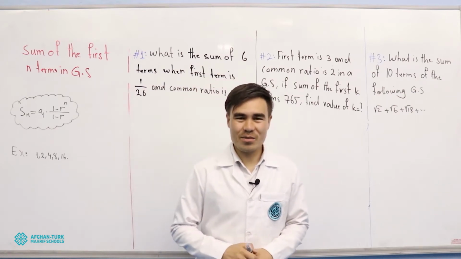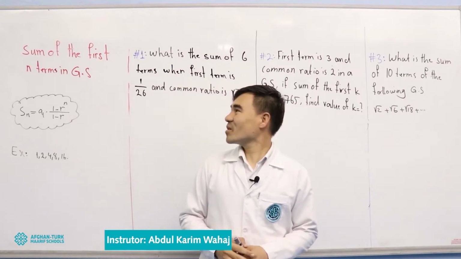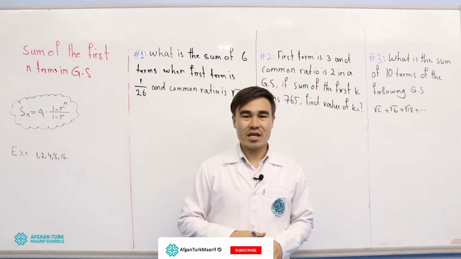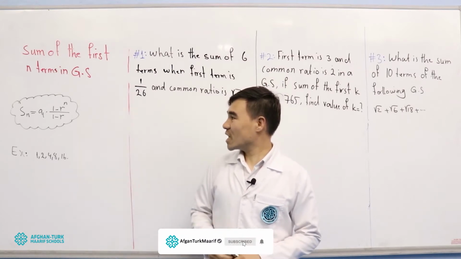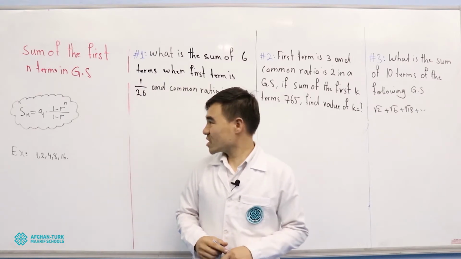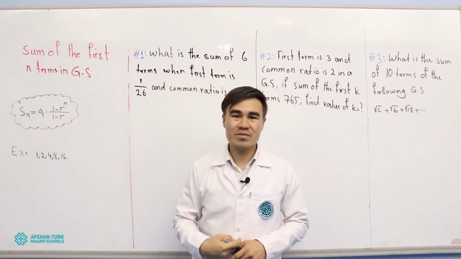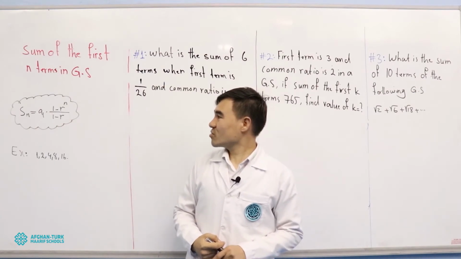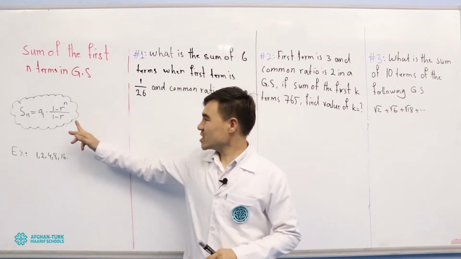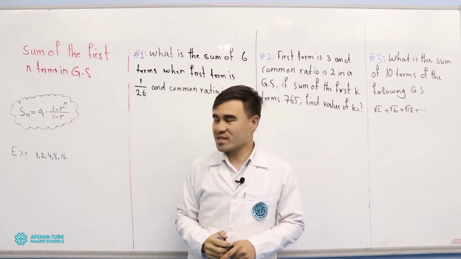Today I'm going to talk about the last lesson on geometric sequences, which is the sum of the first n terms of a geometric sequence. Dear students, in this lesson we will see how to find the sum of n terms of a geometric sequence. We have a formula: Sn is equal to a1 times (1 minus r to the power of n) over 1 minus r. This is the formula which helps us find the sum of a geometric sequence.